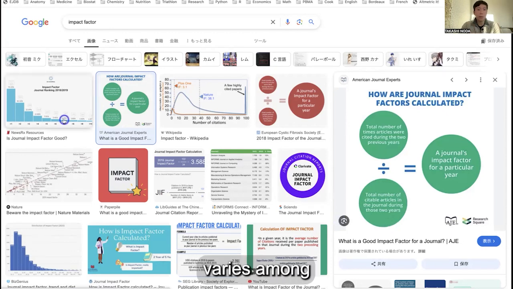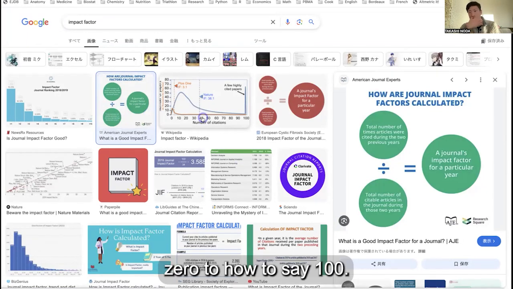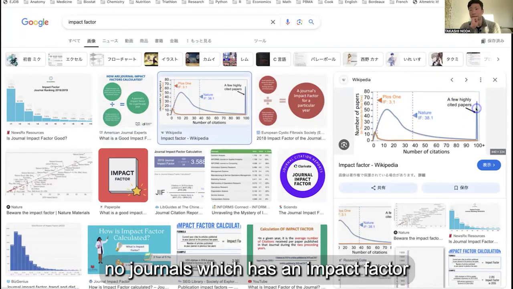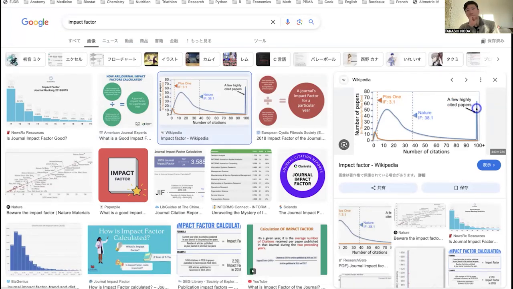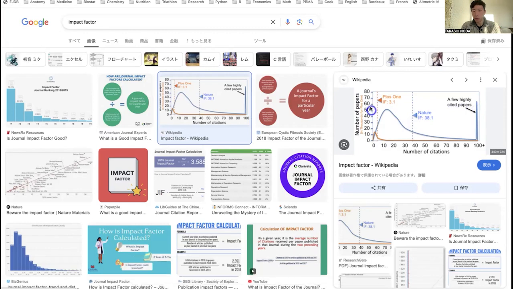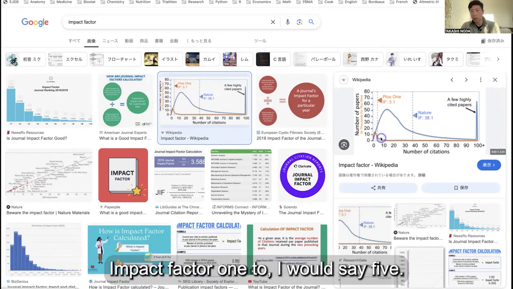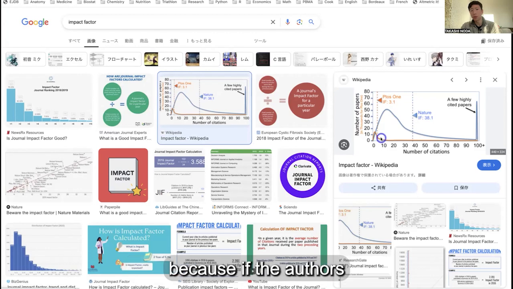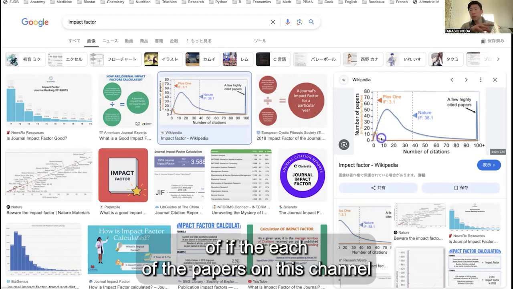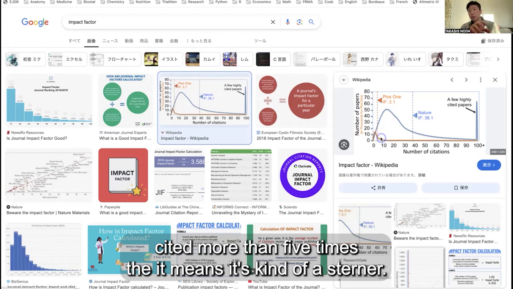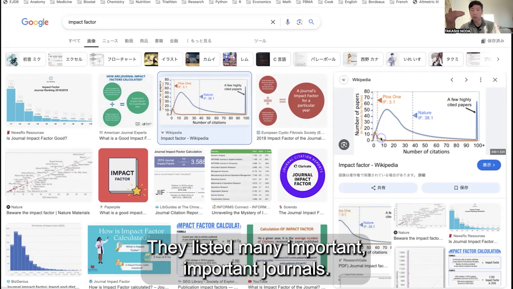So impact factor varies from 0 to, how to say, 100, but there are almost no journals which have an impact factor of more than 100. The maximum is like 60 or 80. And many journals fall into the category of impact factor 1 to, I would say, 5. So an impact factor of more than 5 means it's a kind of good journal, because if each of the papers in this journal is cited more than 5 times, it means it's a good journal. They listed many important journals, I would say.